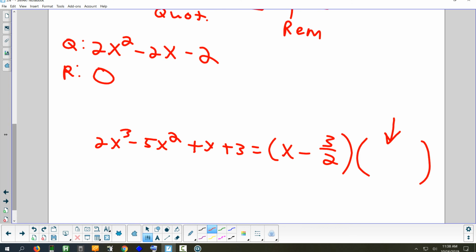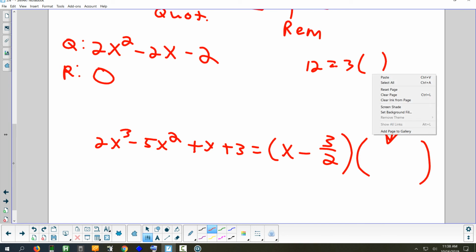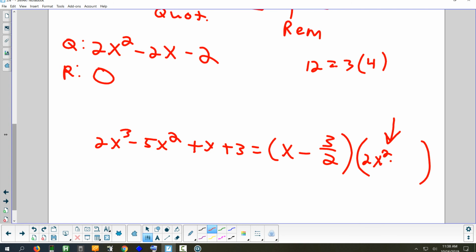Yeah, it's your quotient. Just like if I said to you 12 equals 3 times something. Well, if you want to figure out what goes here, divide the factor that you know into the number and get the quotient. 3 goes into 12 4 times. X minus 3/2 goes into this that many times. 2x squared minus 2x minus 2. So now I've just factored a cubic. Okay. They helped me because they told me what number to try.